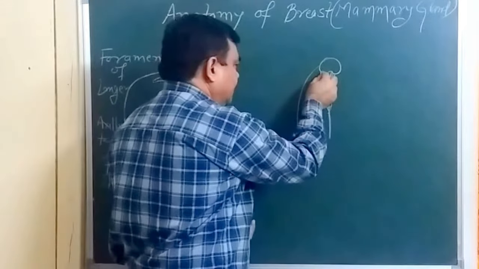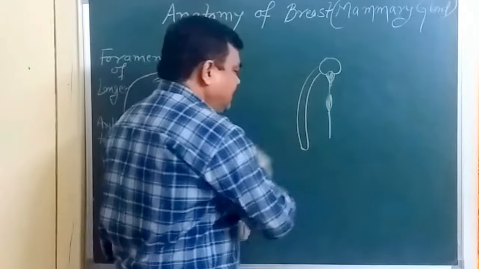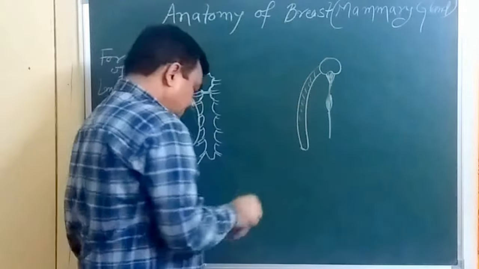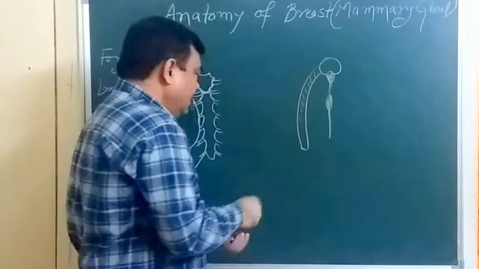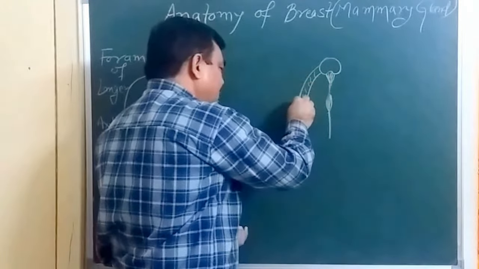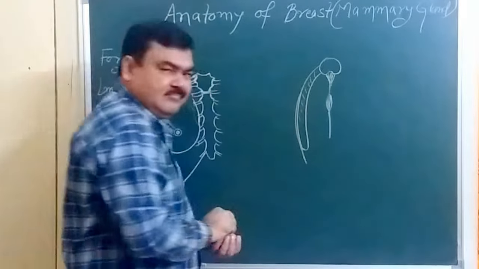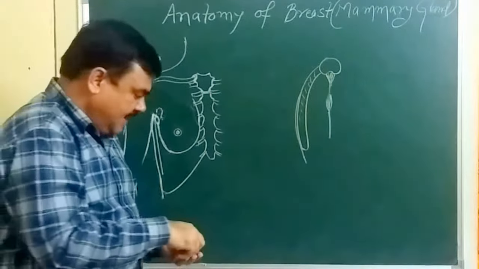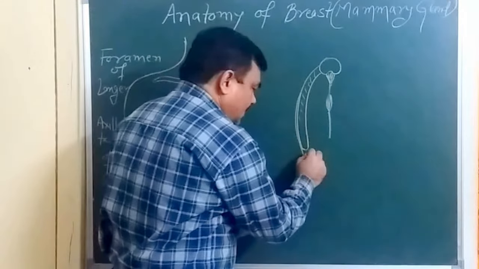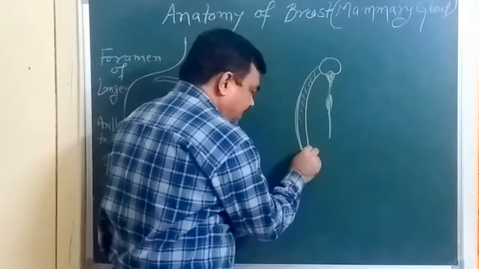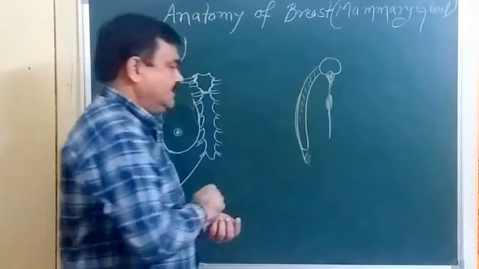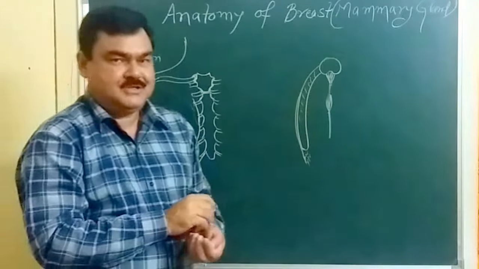Here is the pectoralis major muscle. And this pectoralis major is covered by a fascia known as the pectoral fascia. And inferiorly, here is another muscle, serratus anterior, and the external oblique aponeurosis.